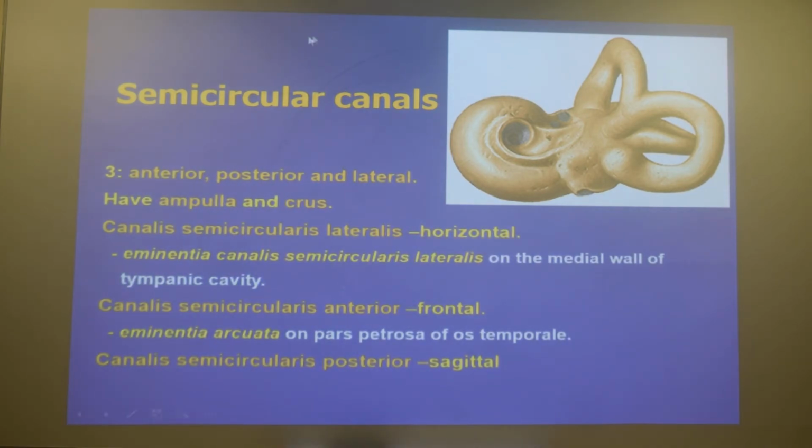So we have talked about the 3 semicircular canals. We said anterior, posterior, and lateral. Each of these canals has an ampulla, or dilated portion. The ampulla is the dilated portion near the entry into the vestibule, and the ampulla has the sensory receptors there.